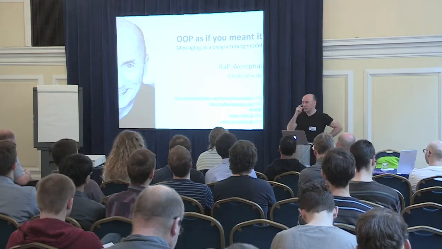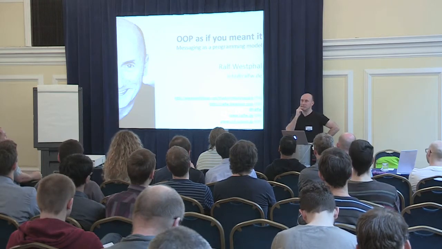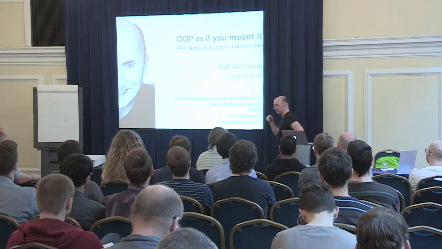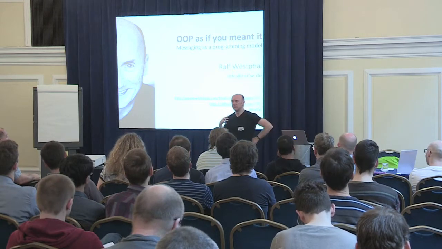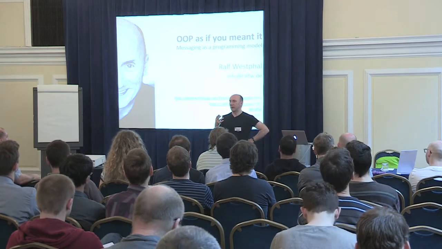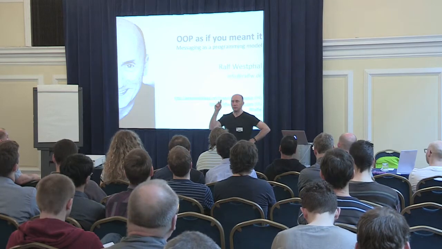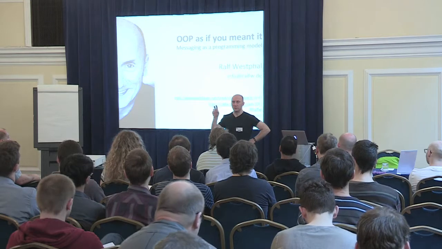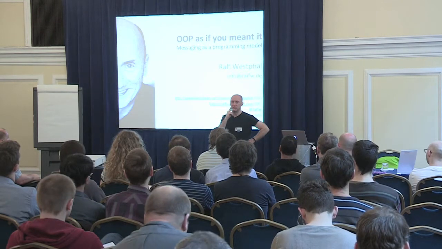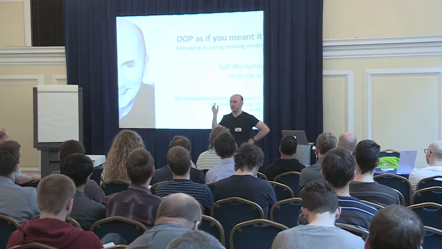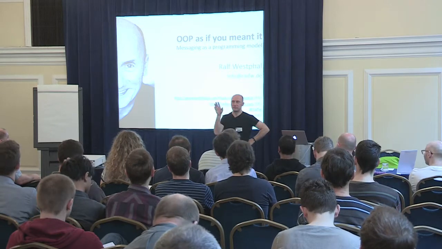But I want to ask a question up front. What's for you the most important aspect of object orientation? How would you describe it in a bullet point list of attributes? What's object orientation to you? Anybody? Just fire out the word.